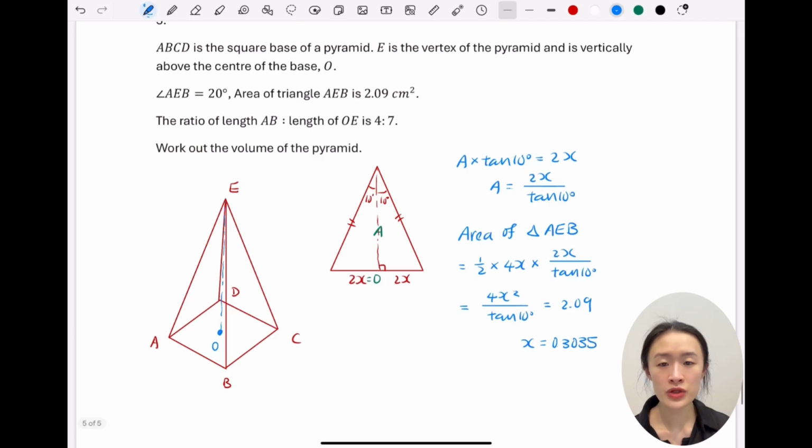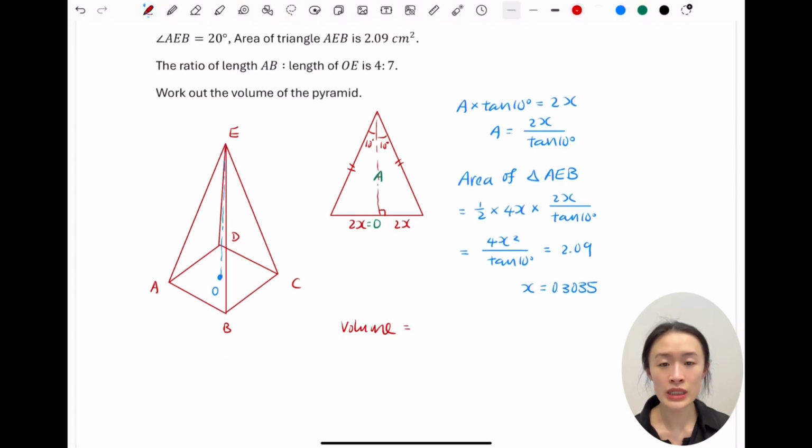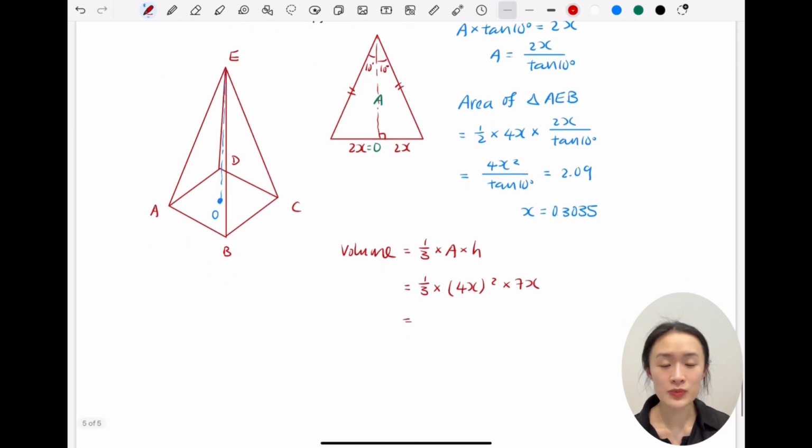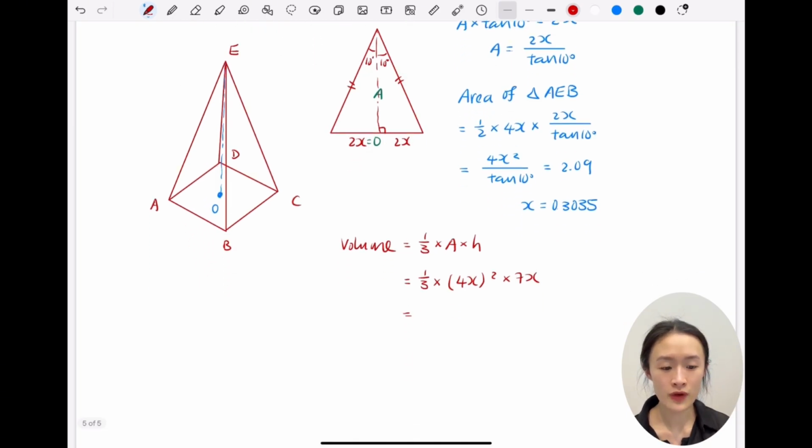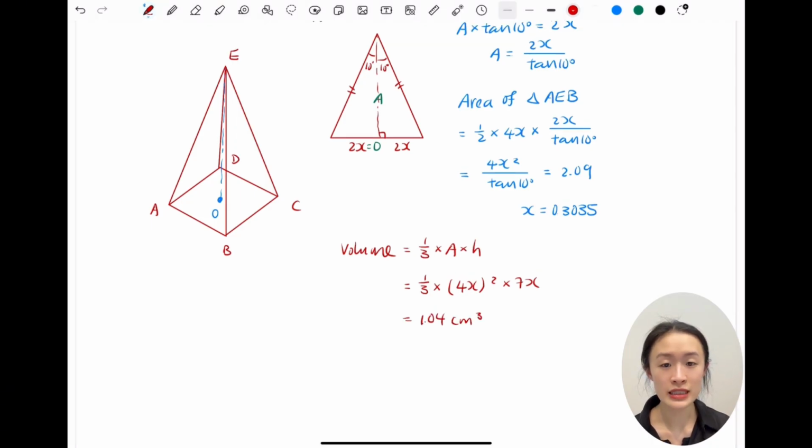To work out the volume of this square pyramid, what we need to do is a third times the base area, which is 4x squared, times the height, which is 7x. With x being 0.3035, we can work out that the volume is 1.04 centimeters cubed.